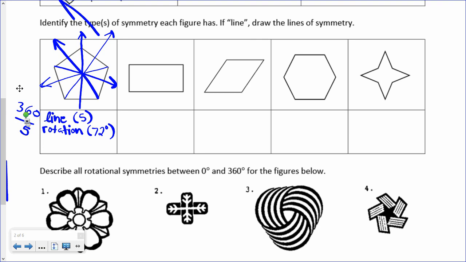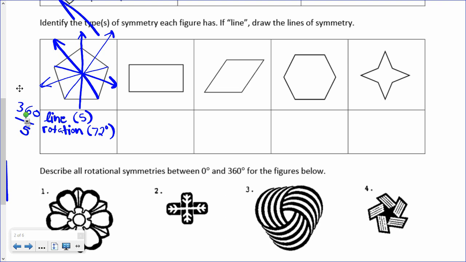All right, so does it have point symmetry? Point symmetry means you can take your piece of paper, turn it upside down, and it looks exactly the same as it did when it was upright. No, this does not have point symmetry, because originally it had this line on the bottom. If you turn it upside down, then it has the point on the bottom. So that means it's not exactly the same. So this just has line and rotation symmetry. Okay?